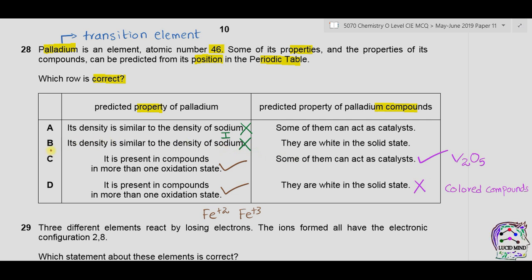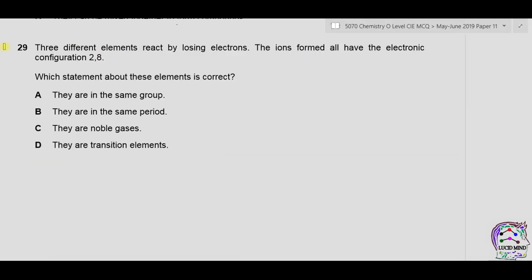Correct answer is therefore C. Question 29. 3 different elements react by losing electrons. The ions formed all have electronic configuration 2, 8. Which statement about these elements is correct?